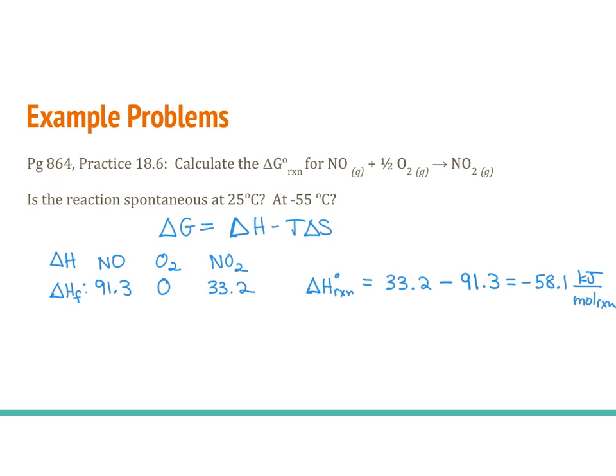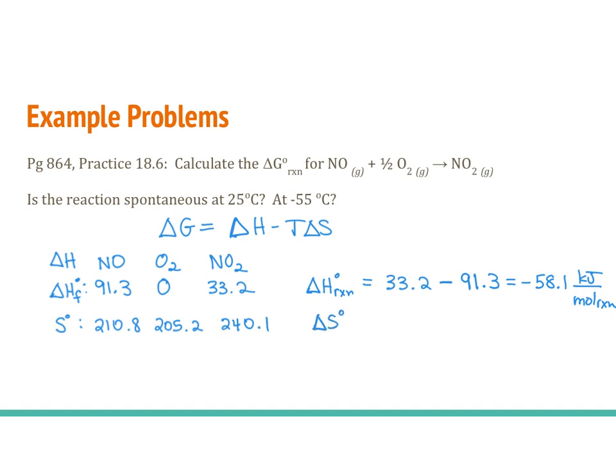And I'm going to do the same thing for the entropies. The entropy for NO is 210.8 joules per mole Kelvin. For oxygen, it is 205.2. And for NO2, it is 240.1. Again, I just looked all of those up in my textbook.